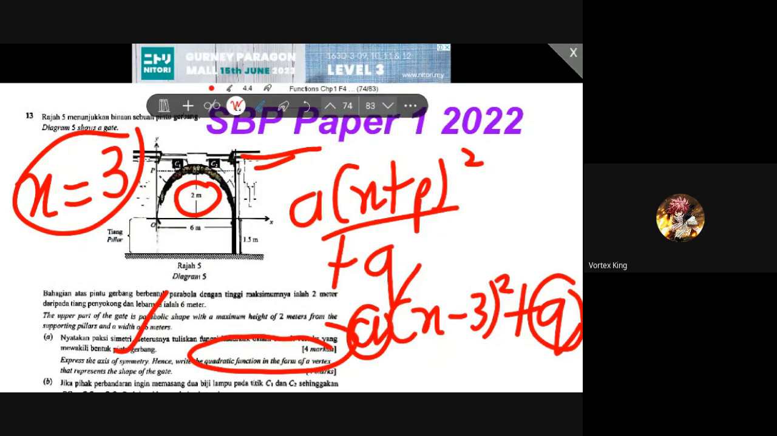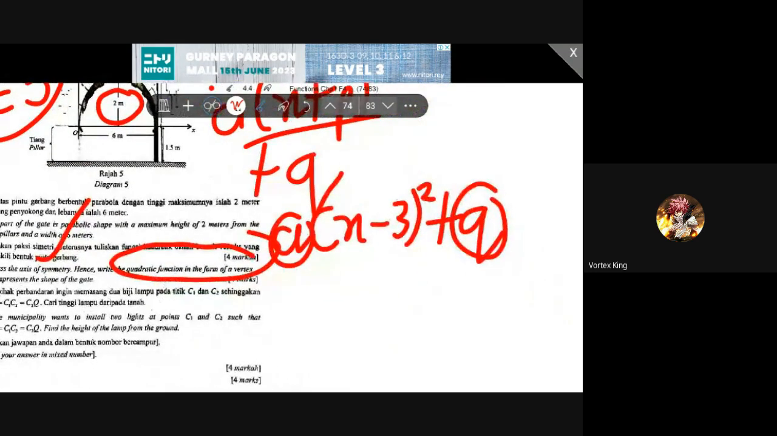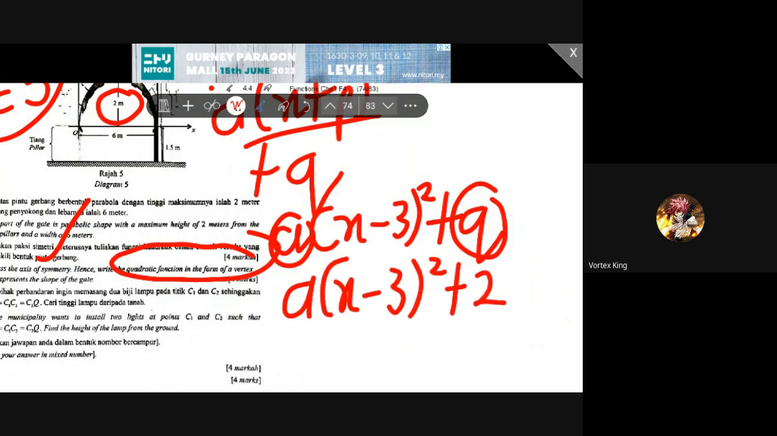Yeah, 3 plus P is 0, correct. 2, very good, correct. Yeah, betul. So that's why you get your answer. Q is 2. So A(x minus 3) square plus 2. Dari diagram terus. Tak perlu kira pun.